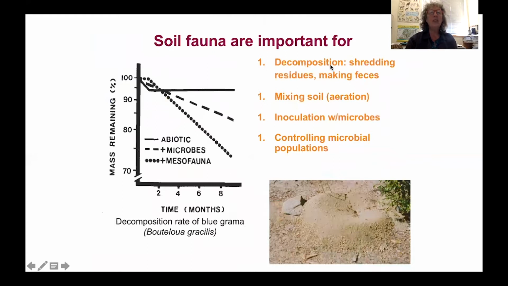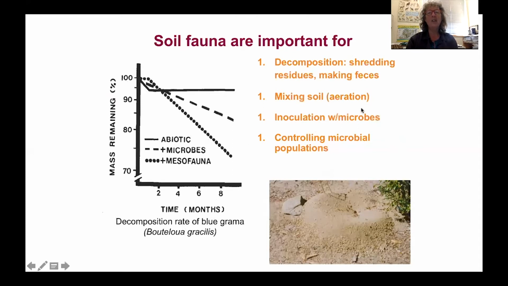Really important for, as I said, this front line of shredding plant residues and making feces that then open up opportunities for other organisms, particularly the microorganisms, to really get to work and completely break down those residues back down into the essential elements that are making them up. And this picture shows you the mass remaining of some grass that's without any organisms altogether, doesn't degrade at all. But with microorganisms alone, the rate of breakdown is much slower than in the presence of some fauna.